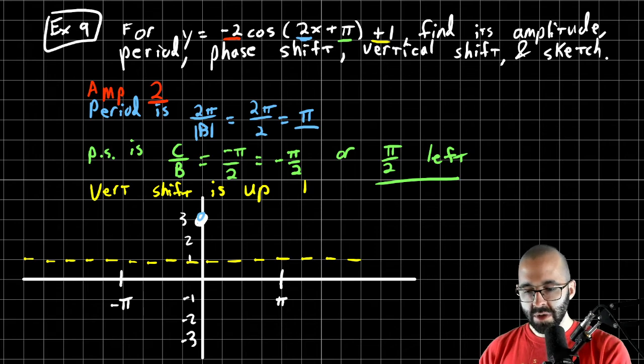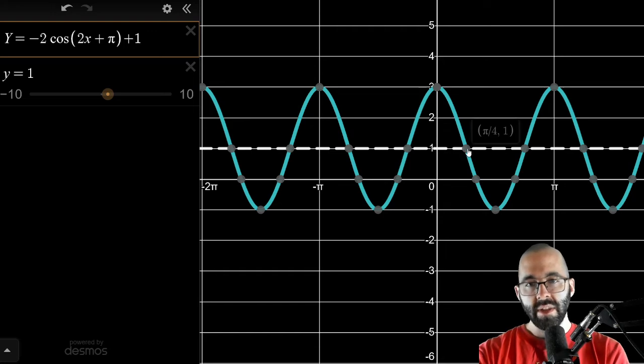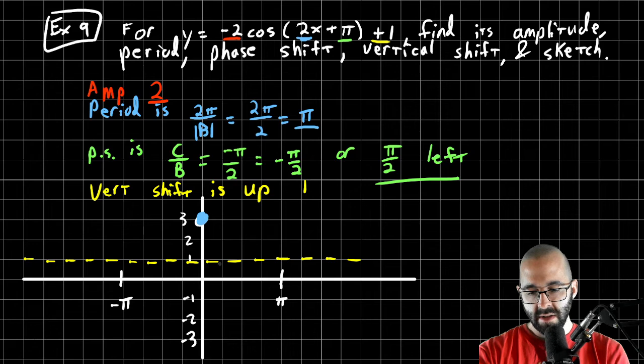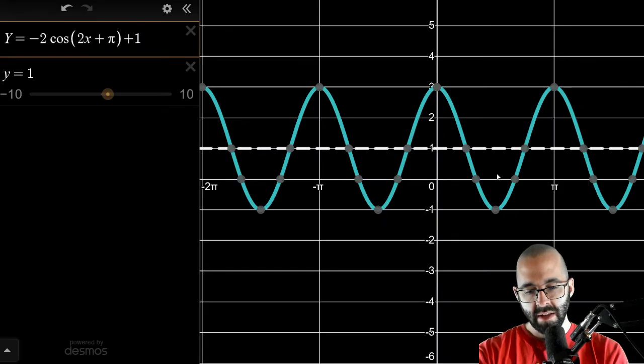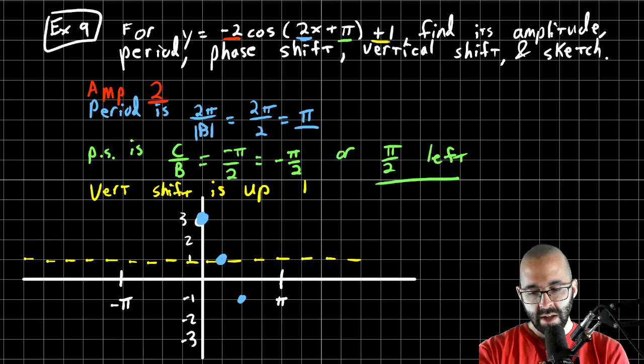Let's again graph it in blue. We're starting at 0, 3. And then we go through the point pi over 4, 1. This is pi over 4 right there. It's a quarter of the way to pi. And then we get to the bottom, the minimum, at pi over 2, -1. This is the next value of pi over 2. And then we just keep on going, like so.